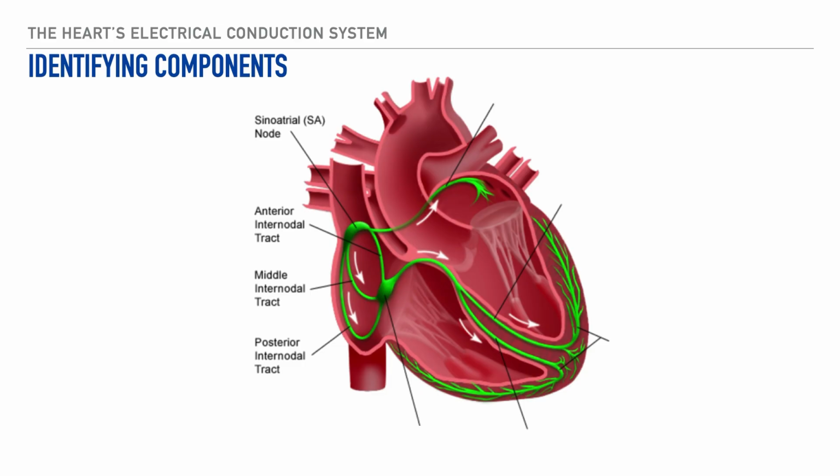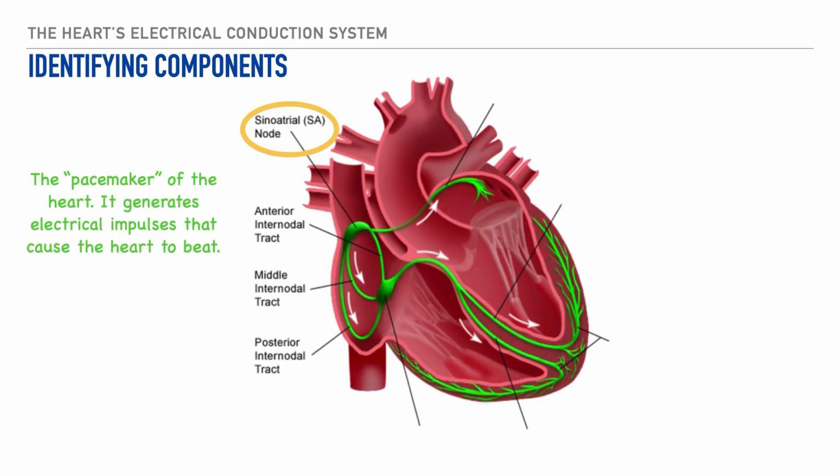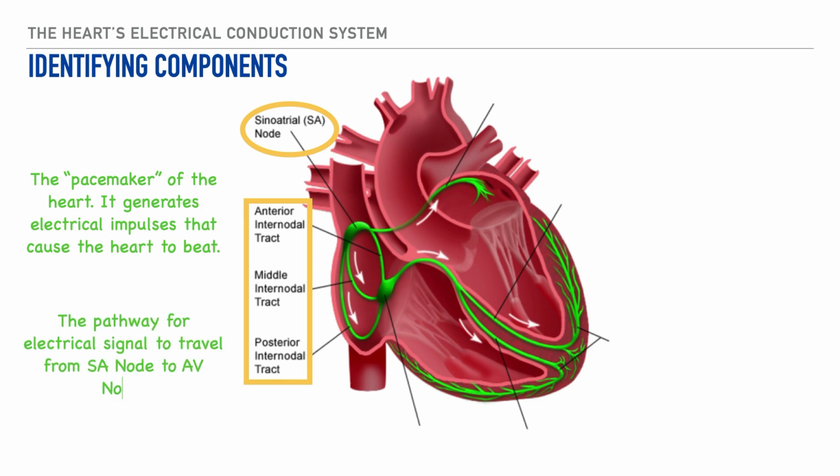First, we have the sinoatrial node, which is also known as the pacemaker of the heart. Its job is to generate the electrical impulses that cause the heart to beat. And next, we have the internodal tracts, which has an anterior, middle, and posterior portion. And this represents part of the pathway in which the electrical signal travels from the sinoatrial node to what we'll describe in a moment as the atrioventricular node.